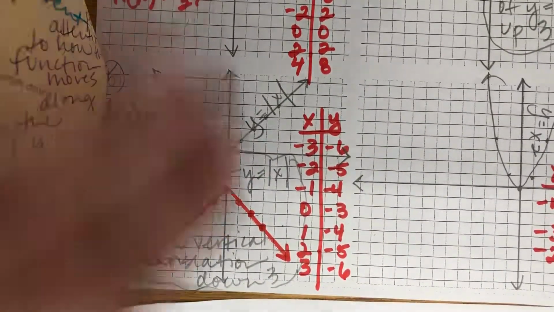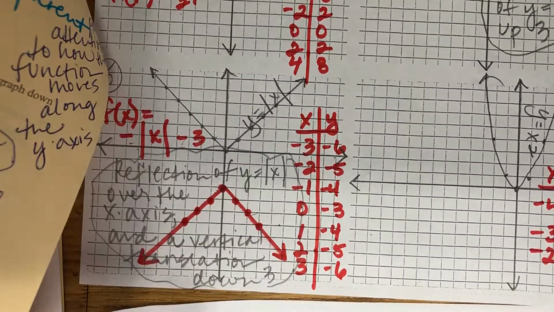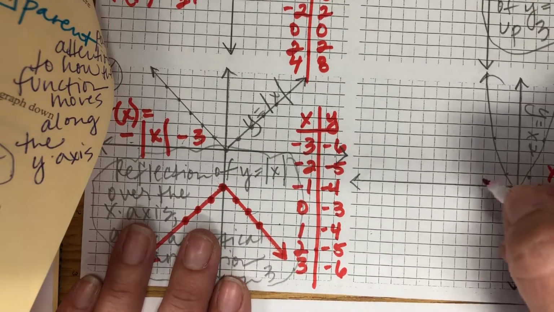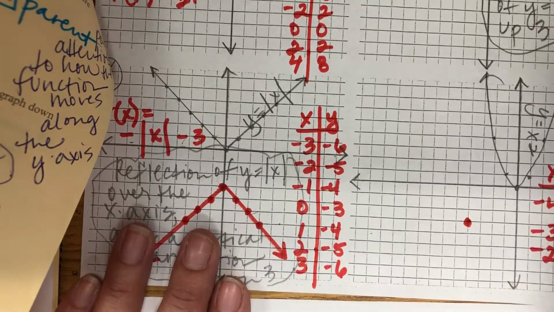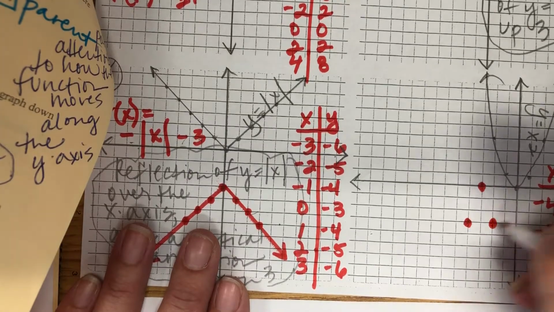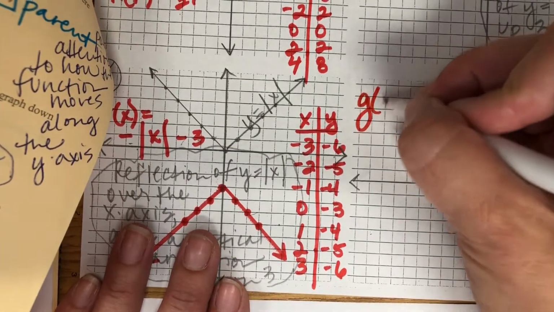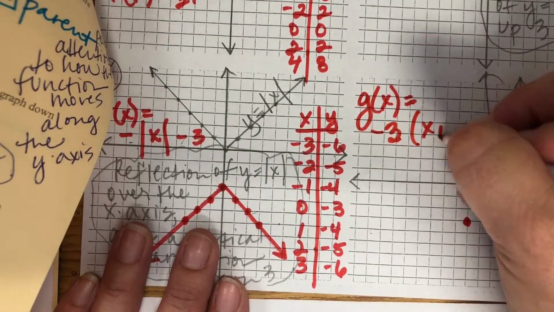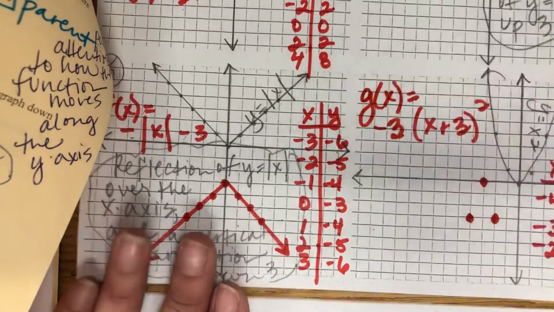I got my parent on here for number 6. There's my table of values. Negative 4, negative 3, negative 3, 0, negative 2, negative 3. Okay, so this one, let me just get the function up here. I don't know why I didn't write it. This is negative 3 times the quantity x plus 3 squared. All right, there we go.